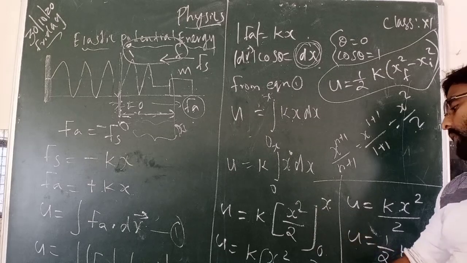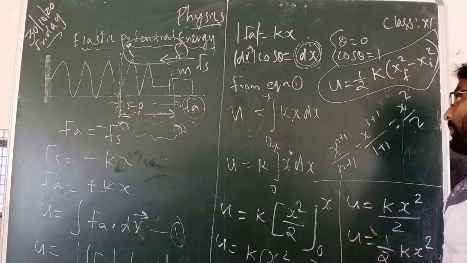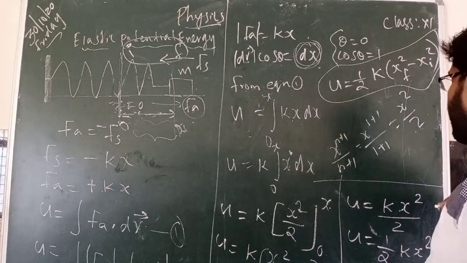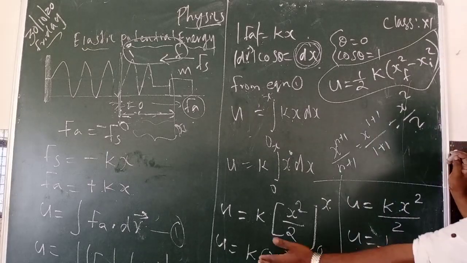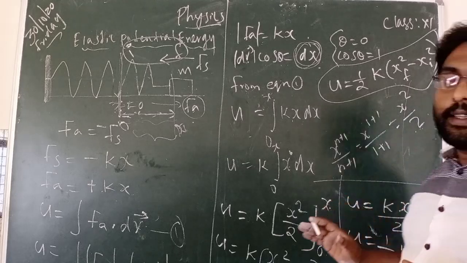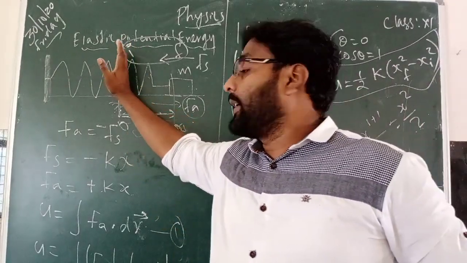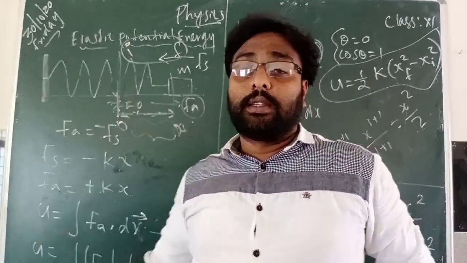Now applying upper limit, lower limit, x square by 2, then minus 0. So k x square by 2, that is what you can write as 1 by 2 k x square. This is in the case where potential energy is 0. That means here x position is the equilibrium position, 0.